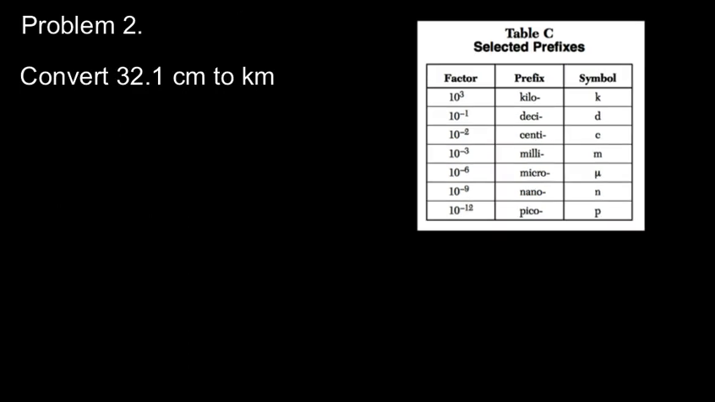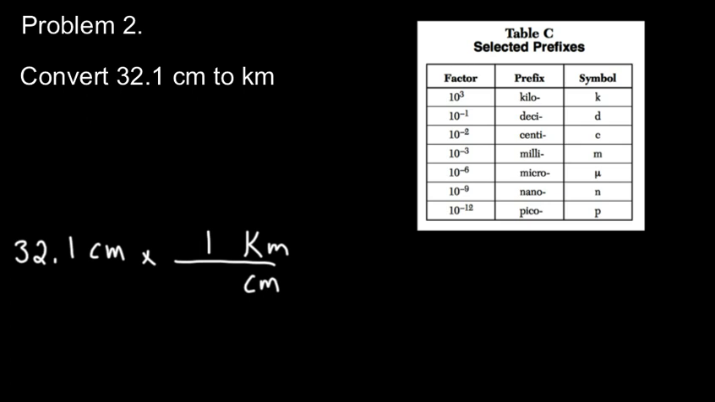32.1 centimeters to kilometers. We're going to start with the number that is given to us, 32.1 centimeters. We're going to set up our fraction with centimeters on the bottom to cancel, kilometers on the top. The larger of these two units is the kilometer, so 1 kilometer is going to be equal to some number of centimeters.